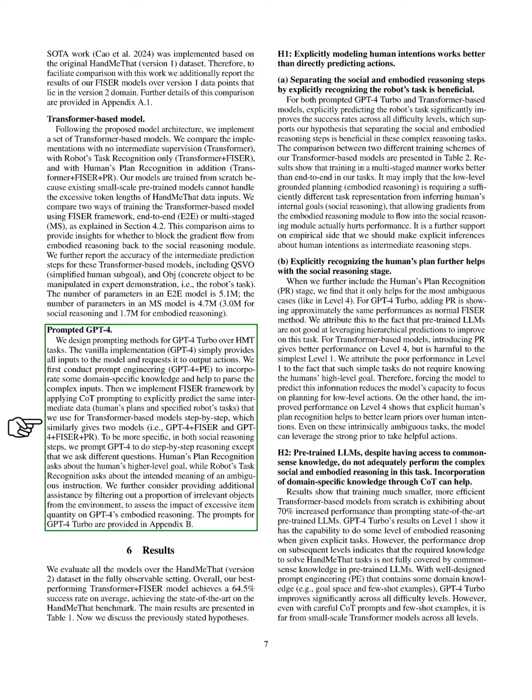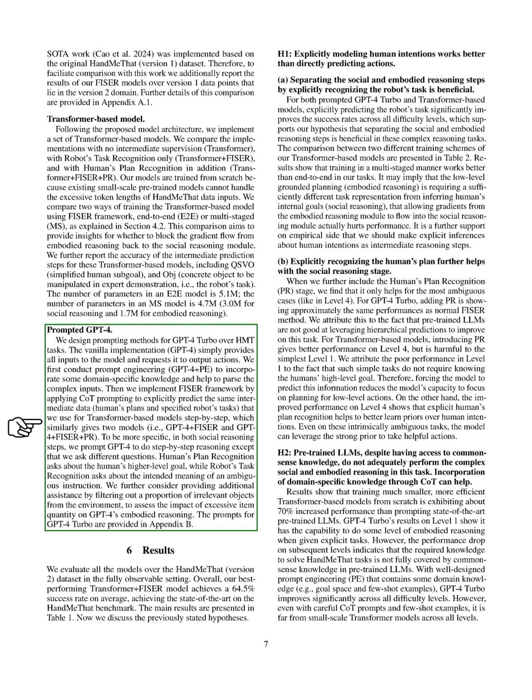We develop prompting methods for GPT-4 Turbo for HandMeThat tasks. The basic implementation provides all inputs to the model and asks for actions. We first enhance the prompts with domain-specific knowledge to help interpret complex inputs. Then, we apply the FISER framework using chain-of-thought prompting to predict the same intermediate data step by step, resulting in two models, one with FISER and one with both FISER and plan recognition.